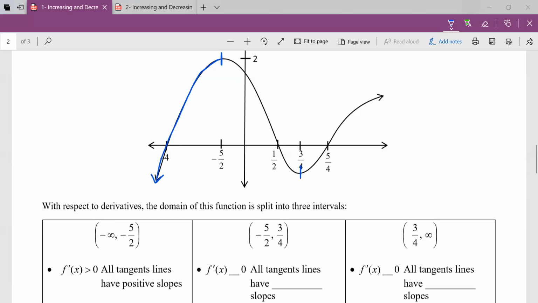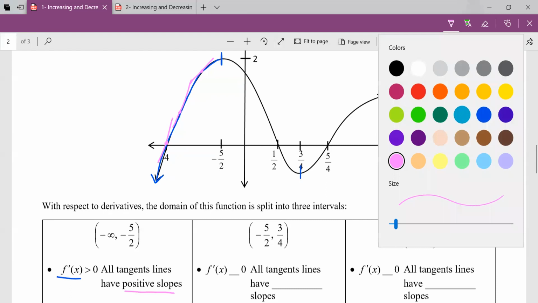What I want to notice at this point is the slopes of the tangent lines. So f prime, the slopes of the tangent lines, would all be positive. If I drew tangent lines anywhere along here, do you see what those tangent lines are doing? They're all positive, okay? So if I was describing this section right here, I would say that this section is increasing because the tangent lines have positive slopes.